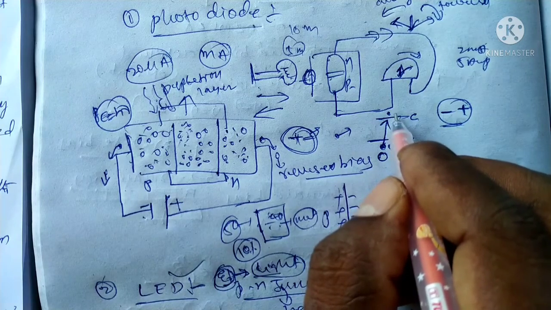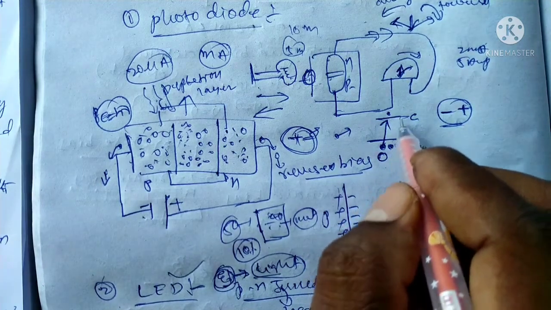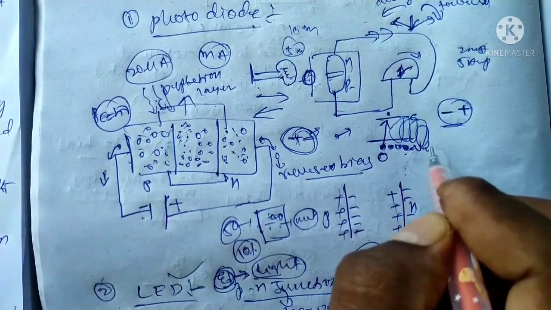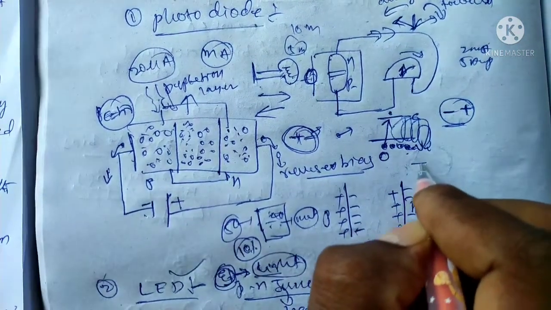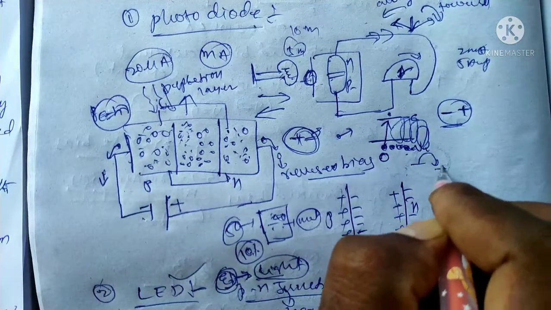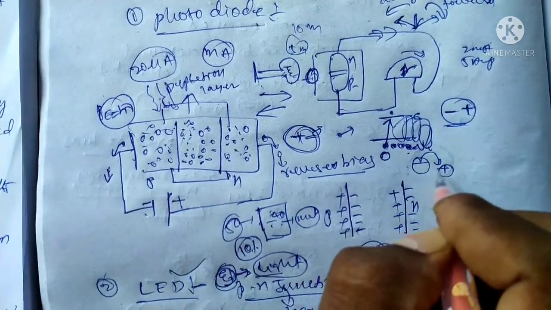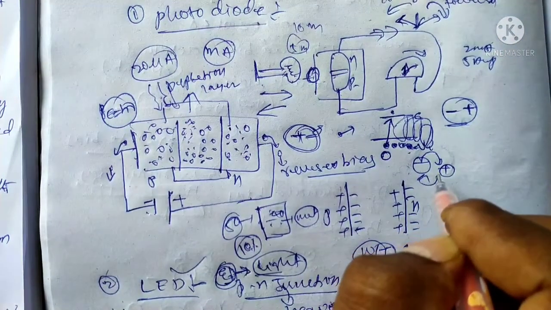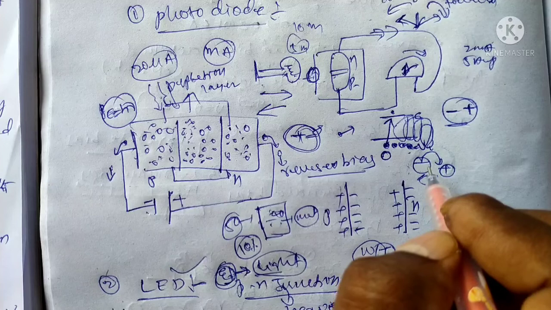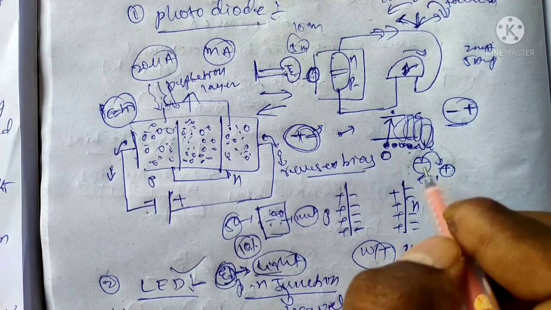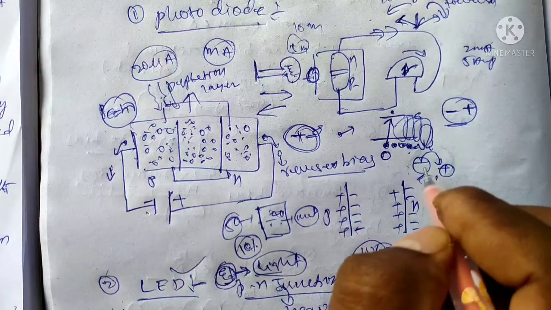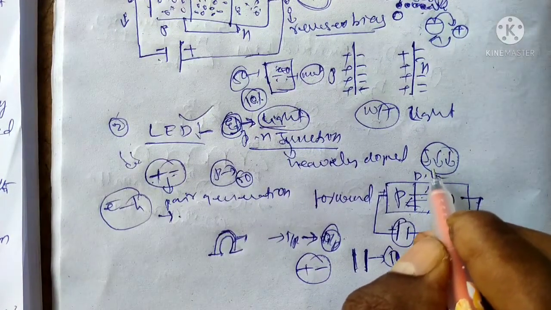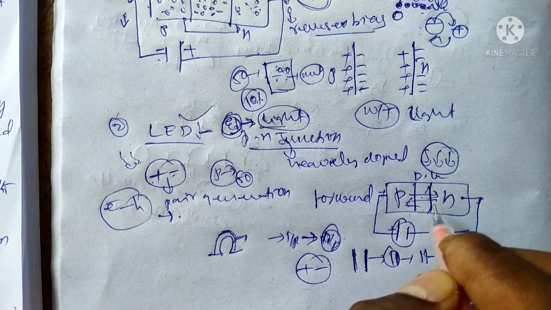Electrons jump to the conduction band. This process occurs continuously, and electrons convert to the positive. This process is continuously occurring. It is a cyclic process, and this is called recombination. It occurs when light, photon energy, is incident on a depletion layer.